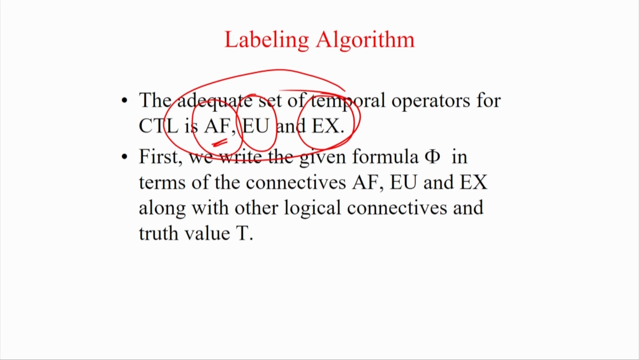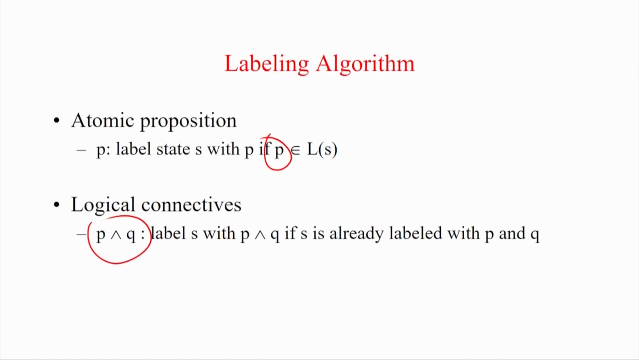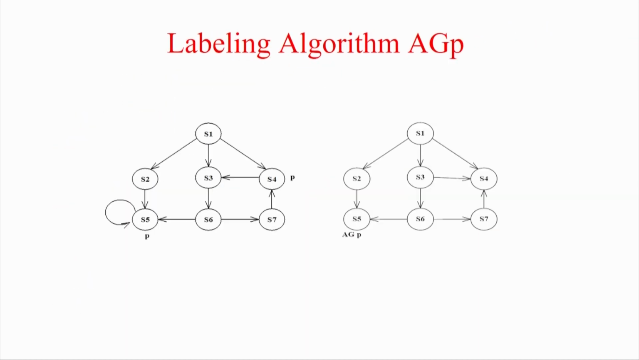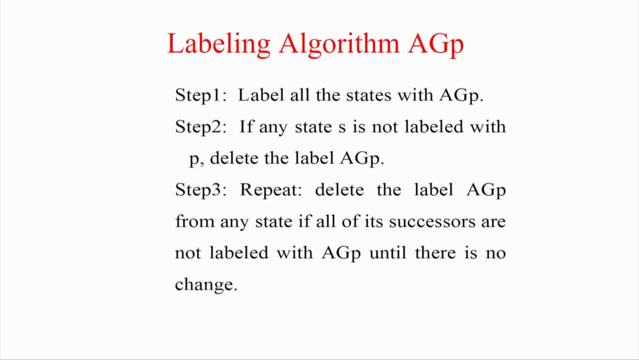But it does not mean that if there is some temporal operator like AGP, which does not belong to the basic set, it cannot be model checked. They can also be model checked, and there will be a different model labeling algorithm. Any temporal operator you take in CTL will have a different model checking or labeling algorithm. You can use them, but in this case we have first limited ourselves to the preliminary basic three, because AGP can also be written in terms of these three basic operators.